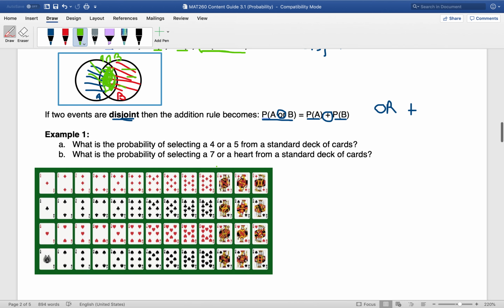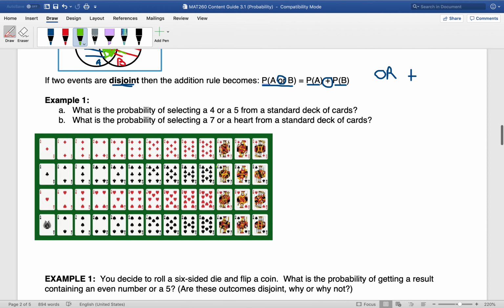So now we're going to do a couple examples with the standard deck of cards. So first we want to find the probability of selecting a 4 or a 5. Now you can't select a 4 and a 5 at the same time, so these ones are disjoint. So because they're disjoint, we can use probability of A plus the probability of B because we have our OR. So probability of A plus the probability of B.